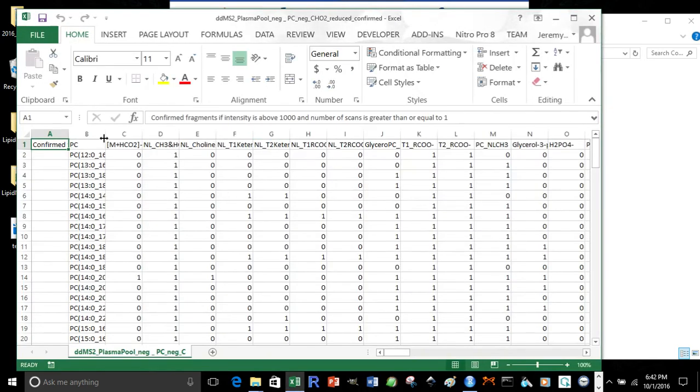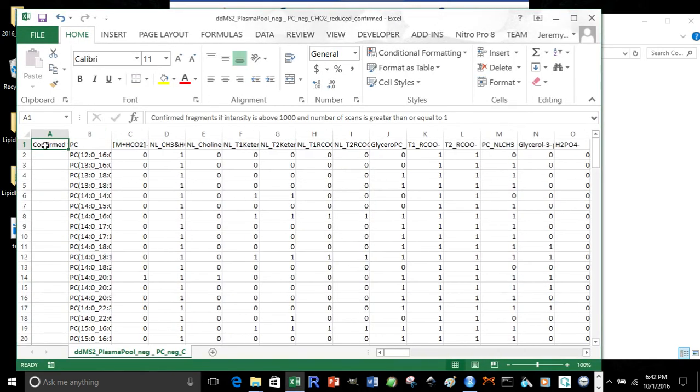Here we can look, and if you read the first column, it says what criteria the user used to identify the fragments. In this case, the fragments had to be above 1,000 intensity and had to be greater than or equal to 1 scan for each of those fragments. So if we look at PC 12:0_16:0, you can see that we saw the neutral loss of the methyl and the formate, and we saw the 2 fatty acyl chains.